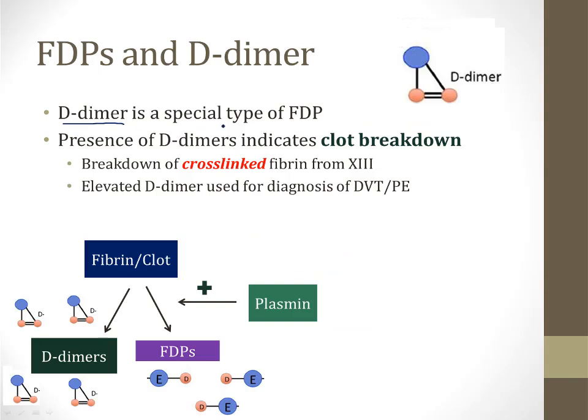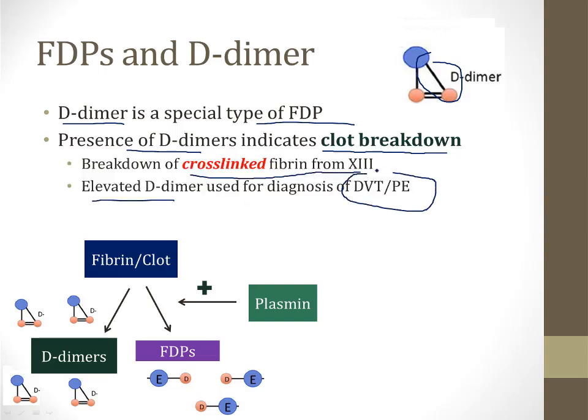So the D-dimer is really a special type of fibrin degradation product, and what's special about it is it contains this bond right here, which is the cross-linked bond formed by factor 13. What this means is the presence of D-dimers in the plasma indicates that cross-linked fibrin clot is being broken down. You can only get D-dimers if you have breakdown of cross-linked fibrin from factor 13. And for this reason, an elevated D-dimer is useful for the diagnosis of DVT or PE.